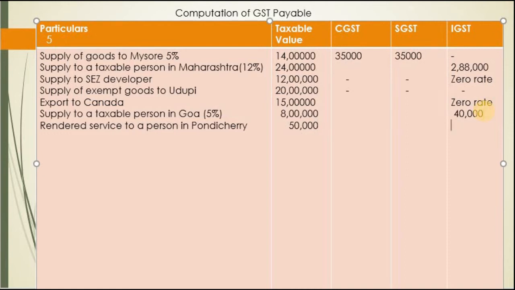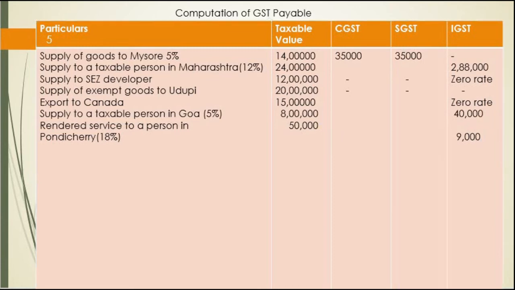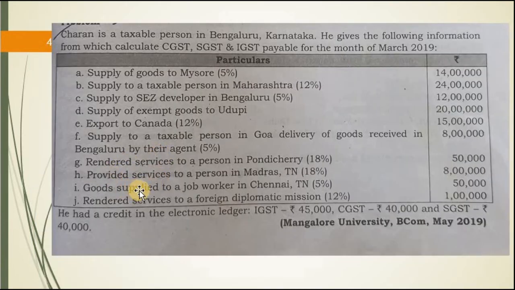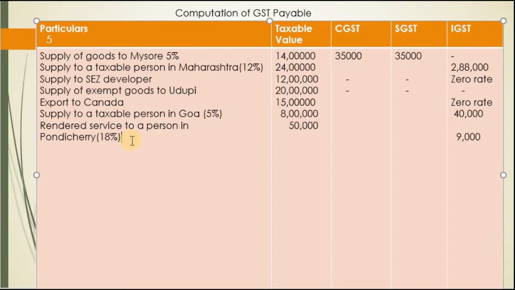So again, in the IGST column, what is the tax rate? So tax rate is 18%, right? Tax rate 18%. So on the IGST column, 18% on 50,000, so it is 9,000. Next, go to the problem. Provided services to a person in Madras. So Madras is Tamil Nadu, again interstate IGST. So the value of the transaction is 8 lakh.